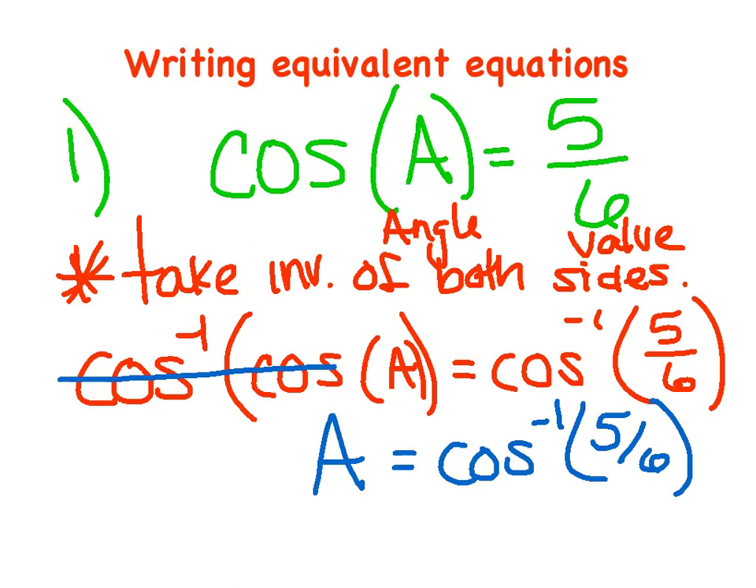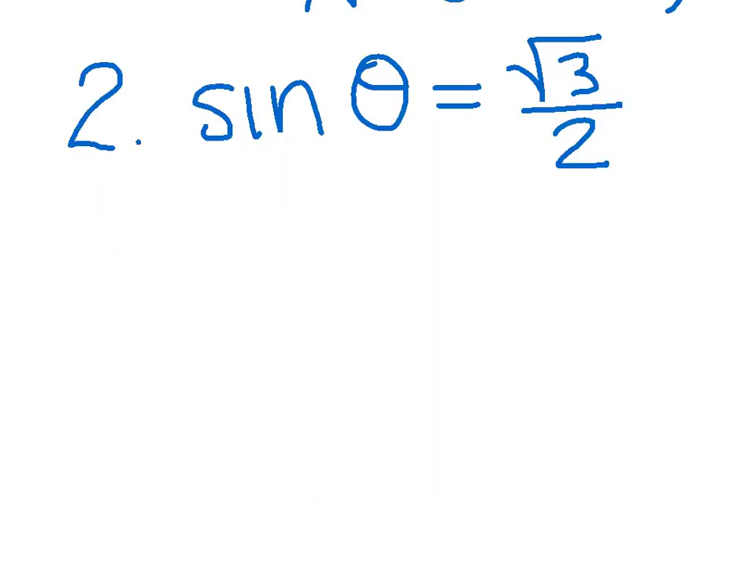Let's try another one. Example 2. Sine theta equals radical 3/2. Now you might be thinking you know what the answer is, but I'm not asking for the answer. I just want you to solve for theta. Okay, so again, to get this angle by itself, I need to get rid of the word in front of it. It says the sine of theta.